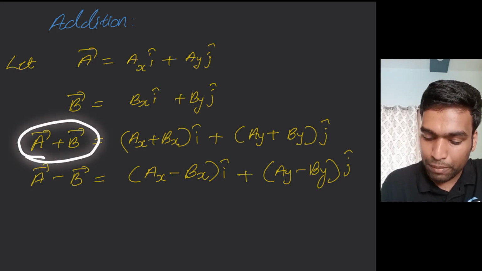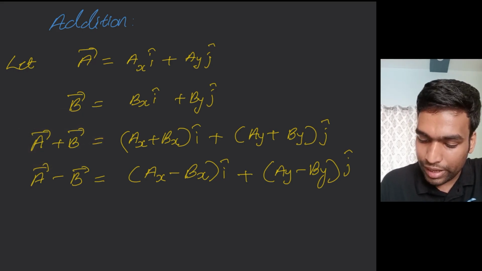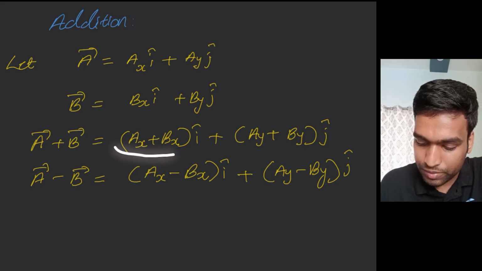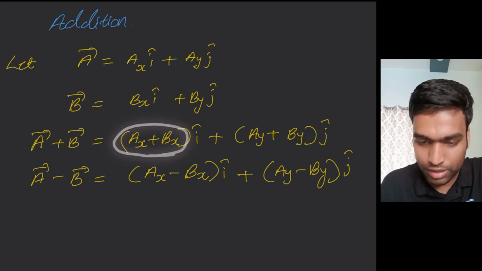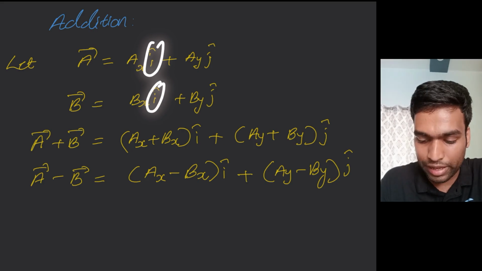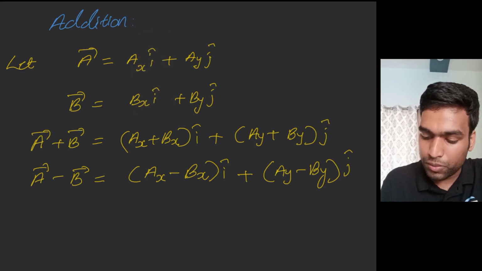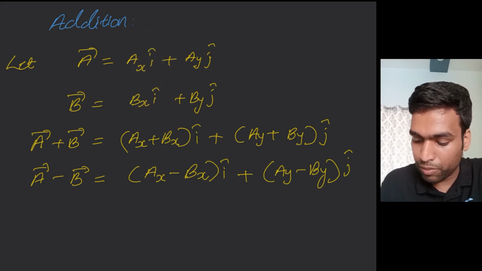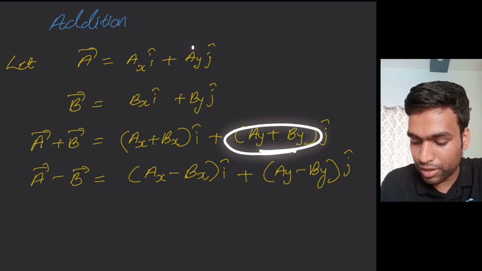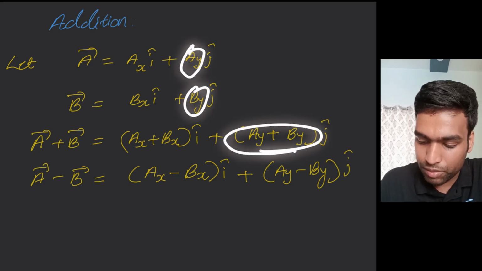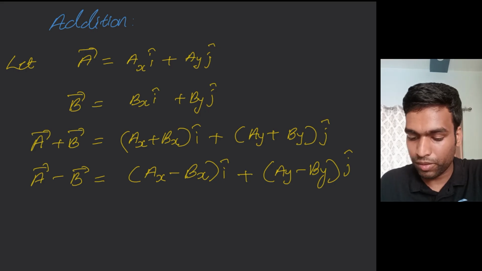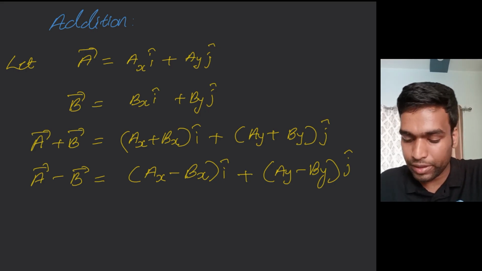Good. Now, a plus b: when you do that, you take the similar components. So ax plus bx, they are similar components because they have a common i cap. And next term, ay plus by j cap, because ay and by are the similar components, just left of j cap, right?